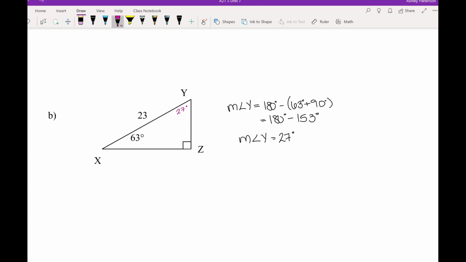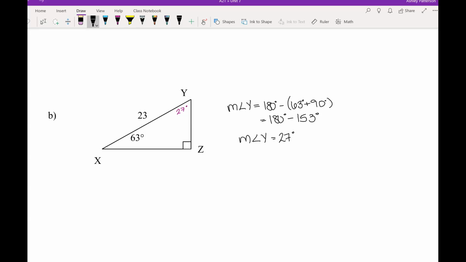Some of you may be thinking, well, wait a second. Angle X and angle Y are complementary. They add up to 90 degrees. So can't I just subtract 63 from 90? Absolutely. You are more than welcome to do that. Okay, we need to find the missing side lengths.